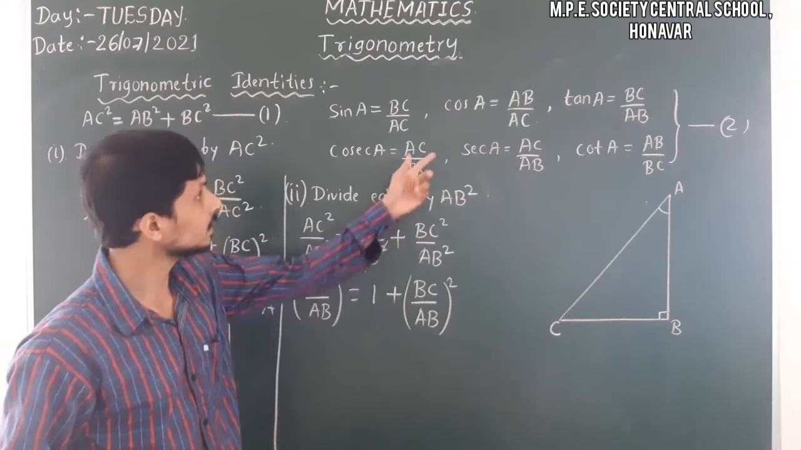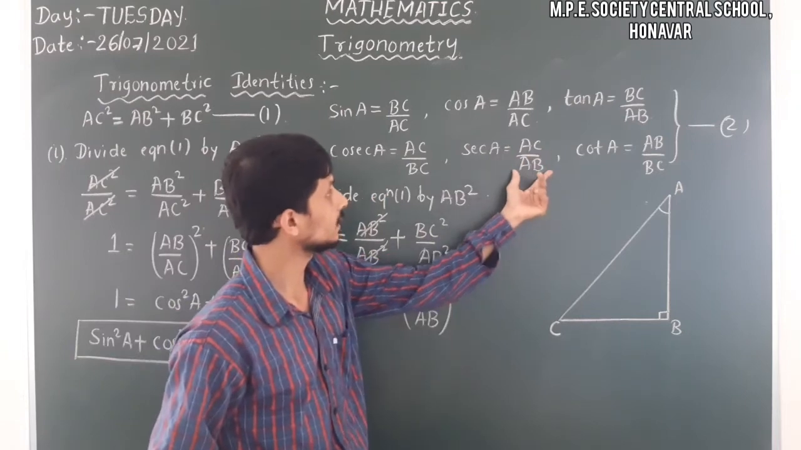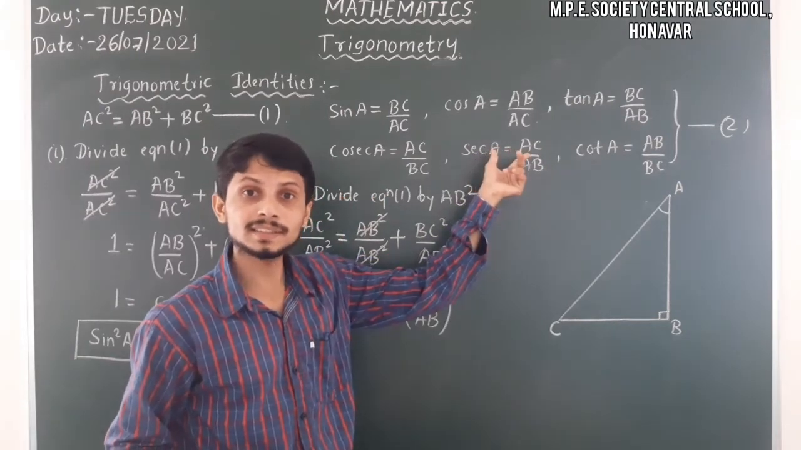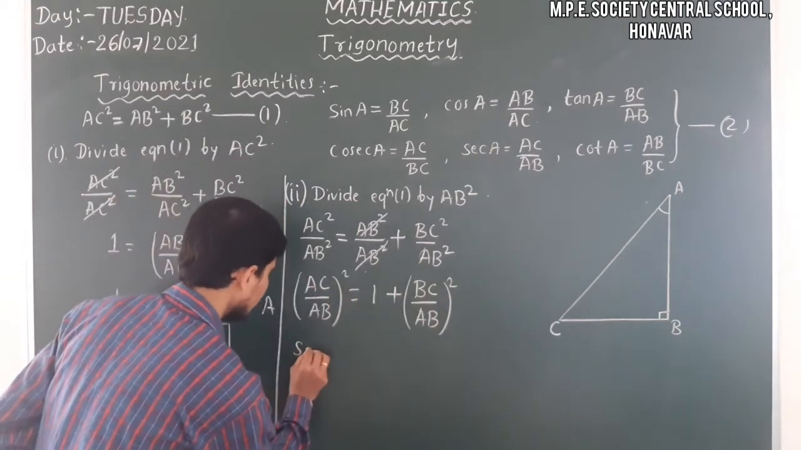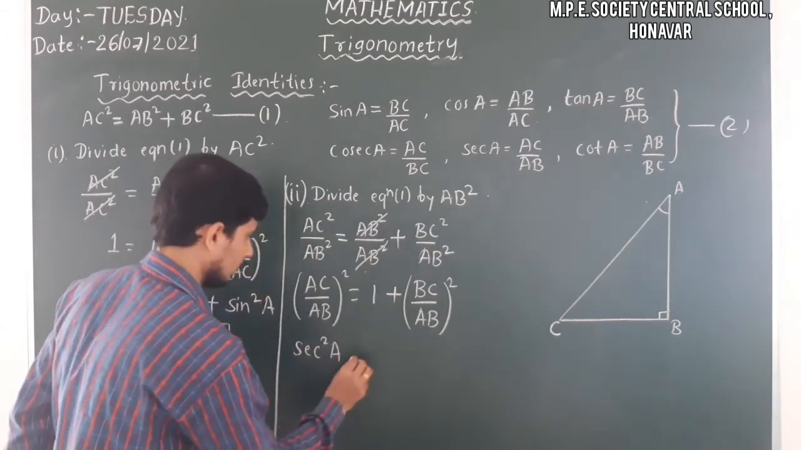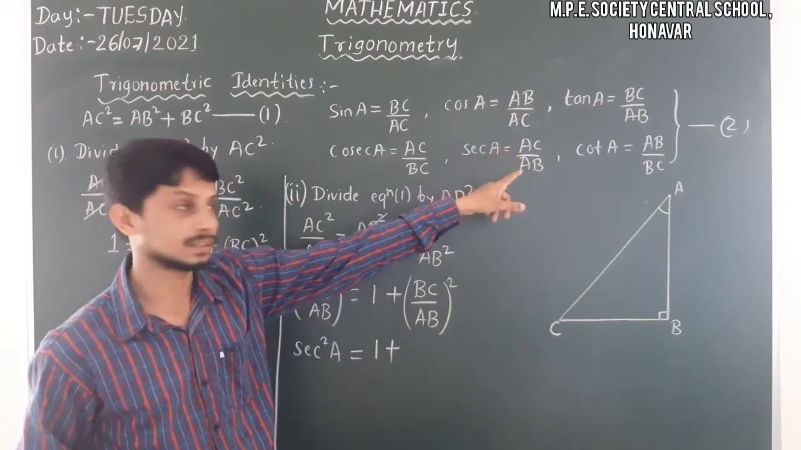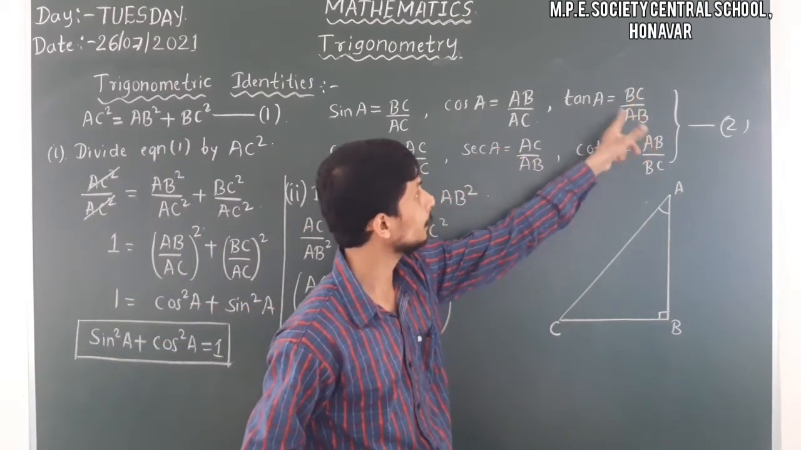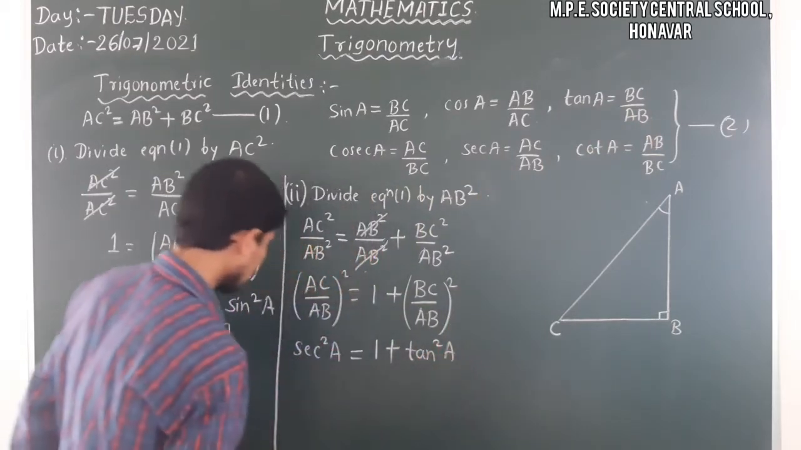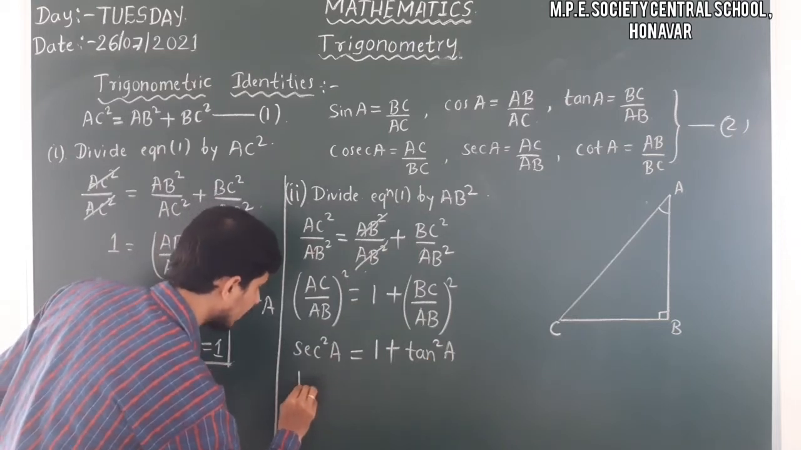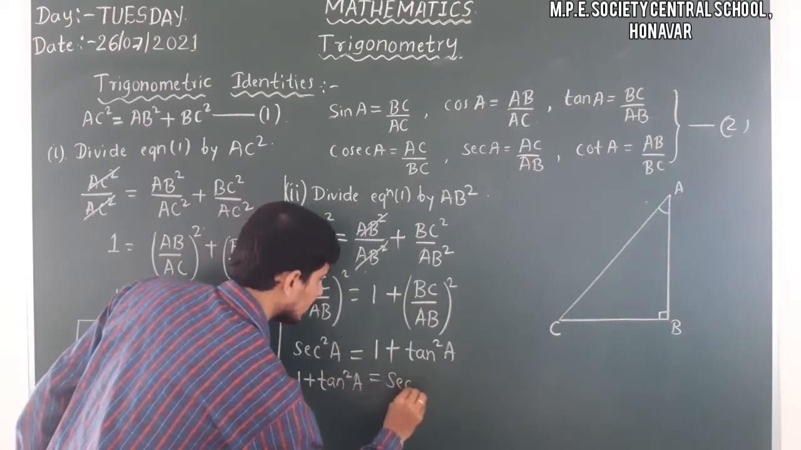So AC by AB, just search where it is. AC by AB is nothing but secant A. That is secant A whole square, secant square A. This secant square A is equal to 1 plus BC by AB. Where is BC by AB? Yes, here it is. BC by AB is nothing but tan, that is tan square A. So the trigonometric identity is 1 plus tan square A is equal to secant square A.